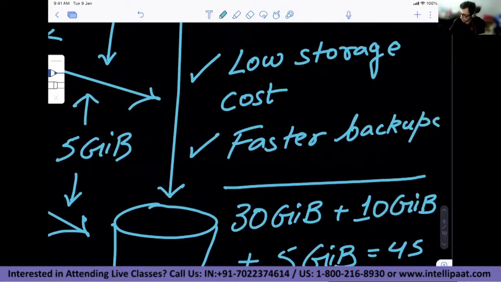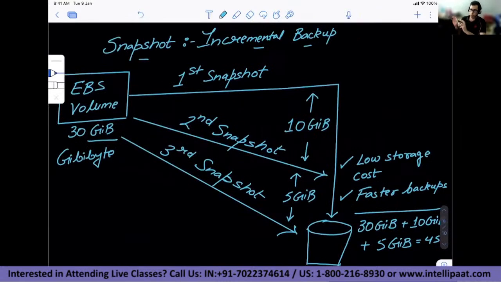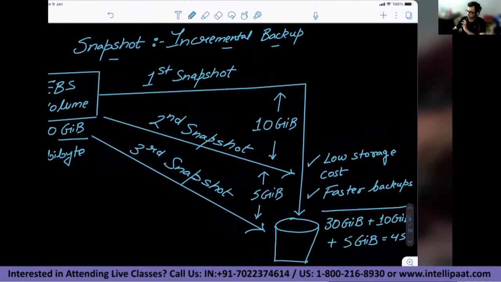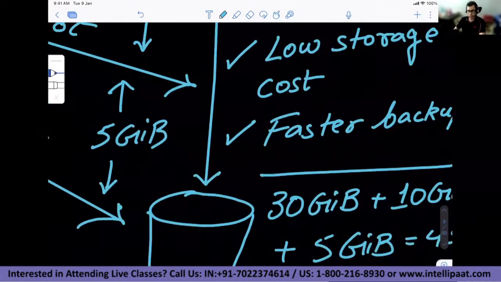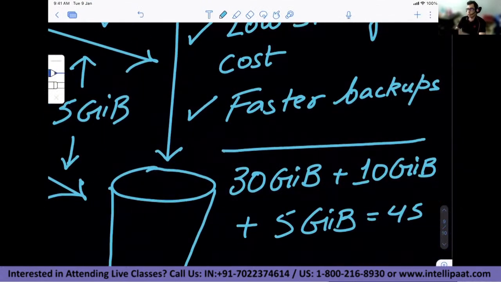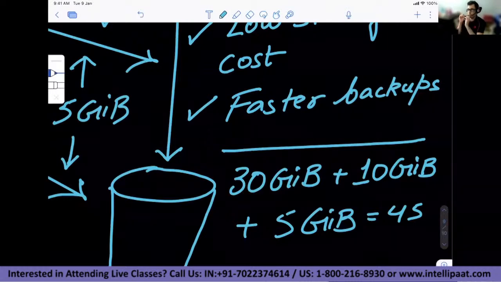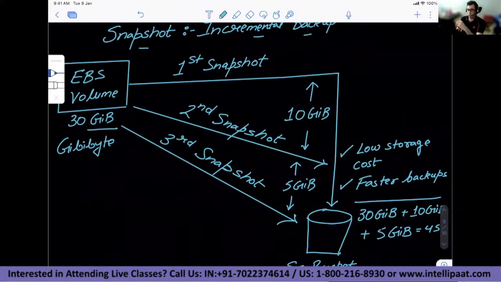The more data needs to be backed up, the more time it will take. 30 GB will take more time than 10 GB. 10 GB will take more time than 5 GB. So the larger the snapshot, the more time it will take. If you increment only the changed data, only the blocks of the volume that have changed, then only some amount of data would be added on. So it will result in faster backups and low storage cost overall.